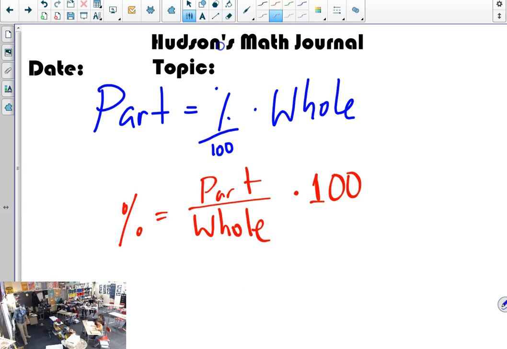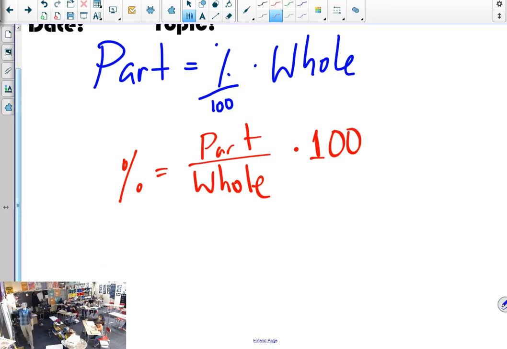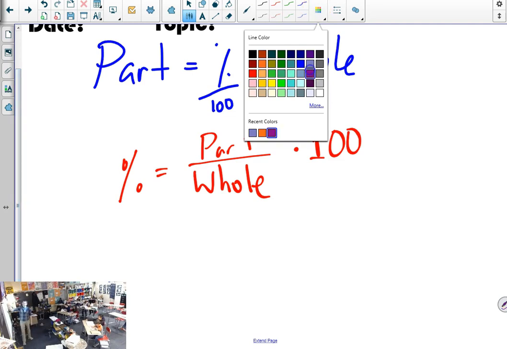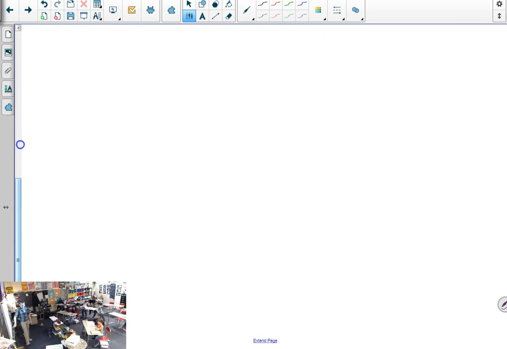The equation you might not have yet that we need to make sure is in here is the equation for finding the whole when given information about a part. So we are not all the way through chapter 5 yet.